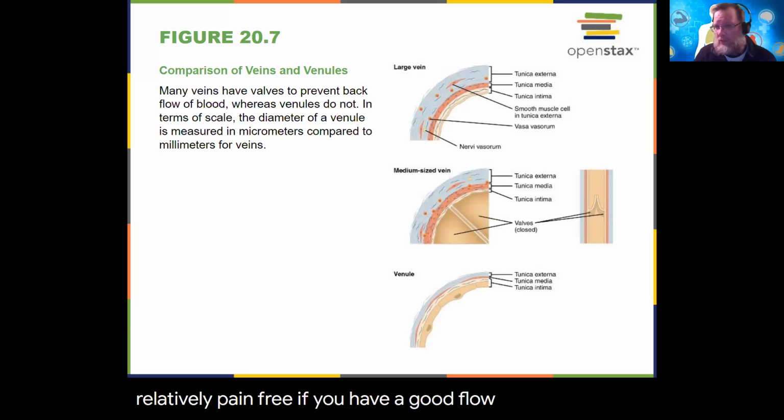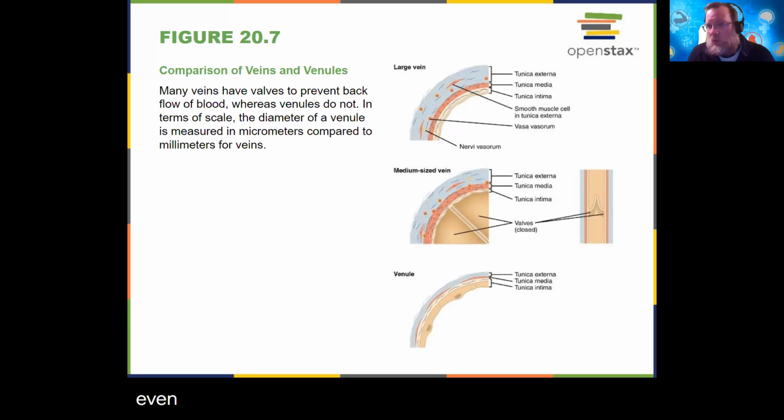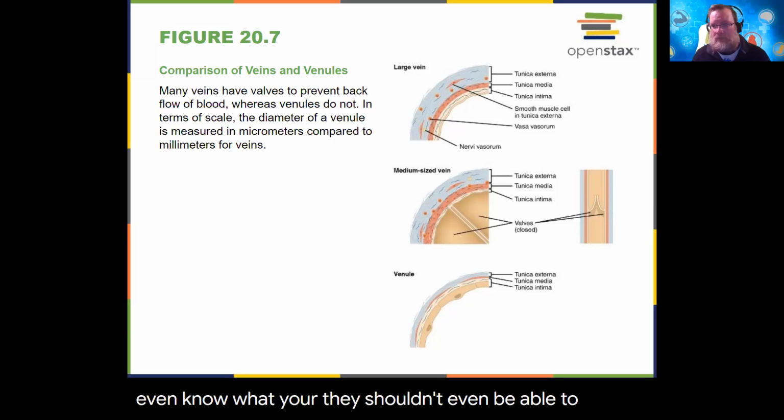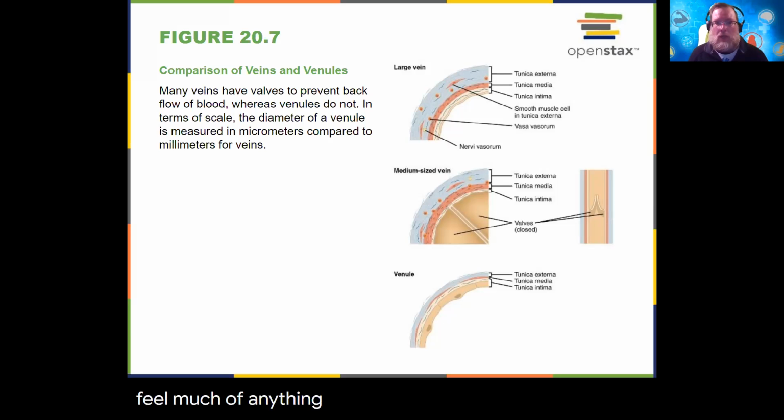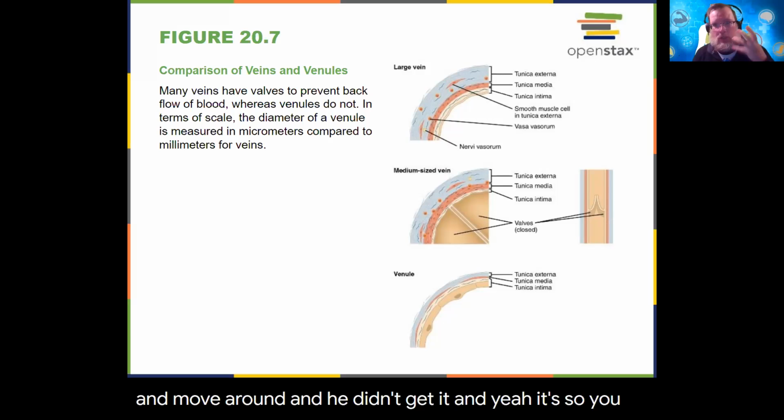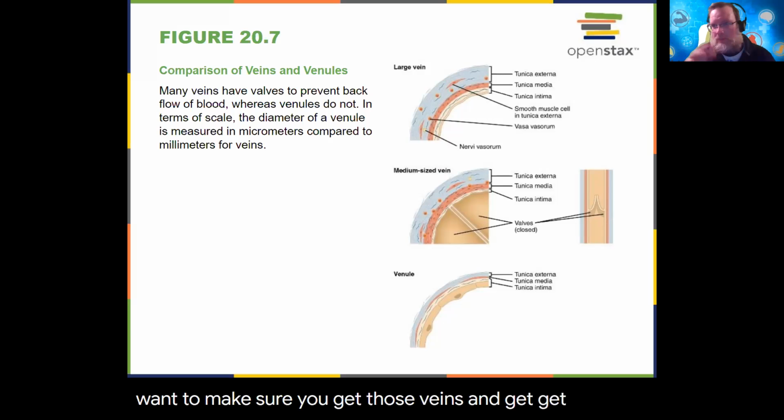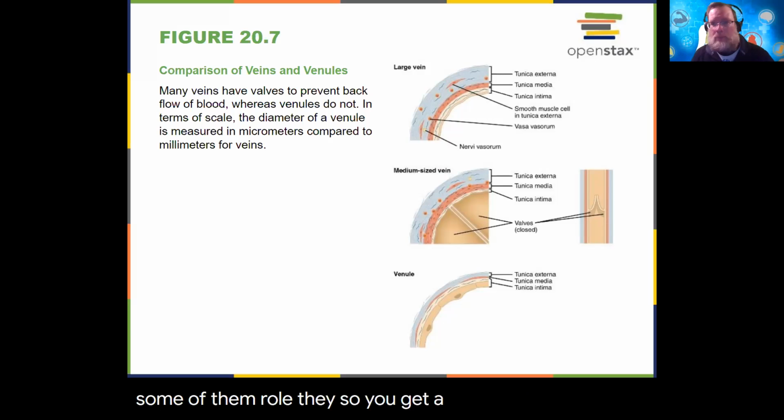If you have a good phlebotomist, or if you yourself are a good phlebotomist, the patient shouldn't even be able to really feel much of anything. You don't want to go in and move around and not get it. So you want to make sure you get those veins. Some of them roll, so you've got to get a lot of practice. But as you get good with practice, it's smooth sailing. You're going to hit that median cubital vein every time, get your blood draw, move on with life. So that's what we see with veins.